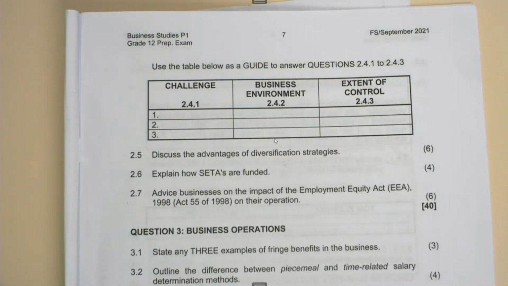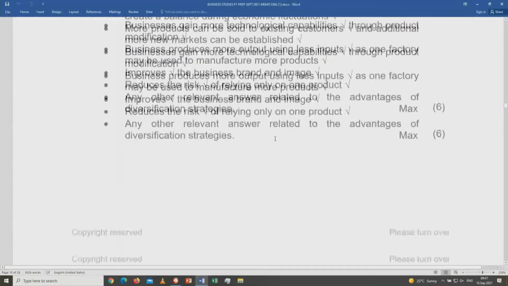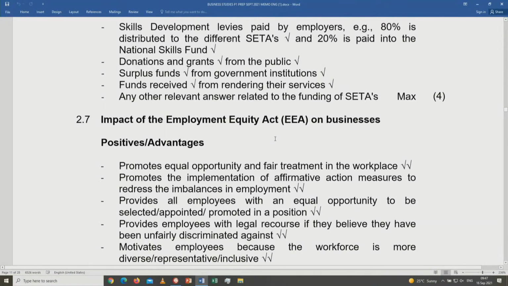Now, the key word, advise. Remember we talked about the verbs that have been used in a question and how the marking should be done thereof. Let's look at 2.7, for example. The impact. You see, you've got 2 marks at the end of the response. The impact there, you've got positives and negatives, because the word there is impact. Advise the business on the impact of the EEA on business.